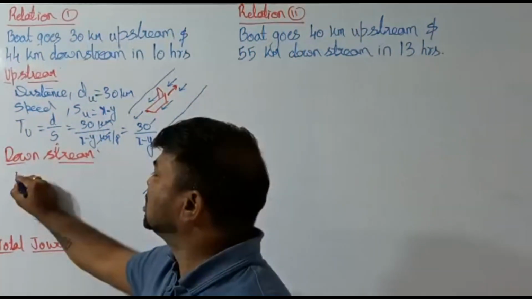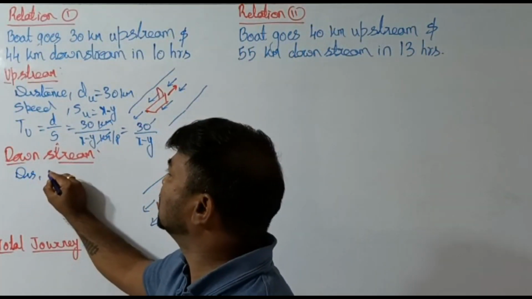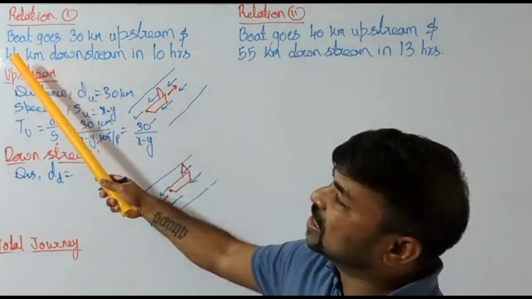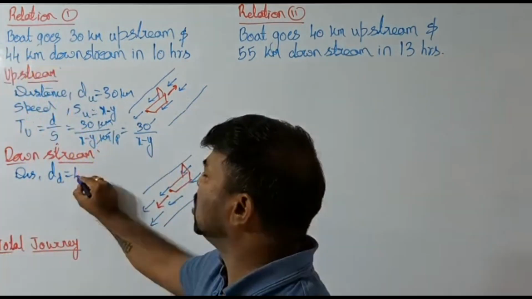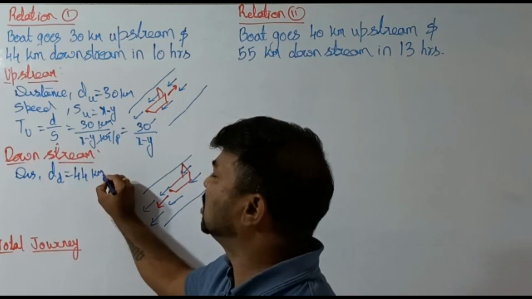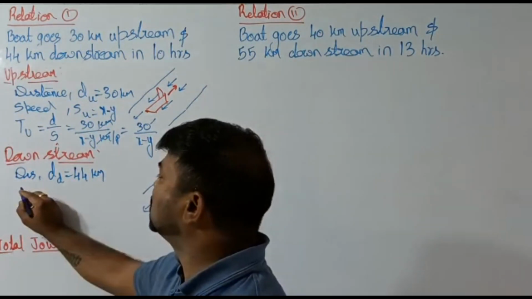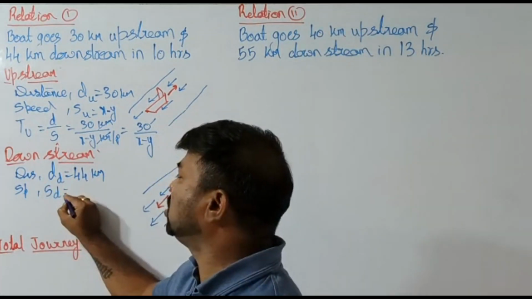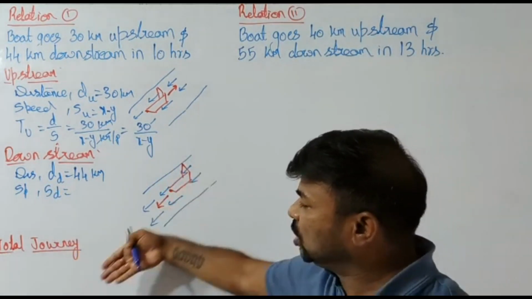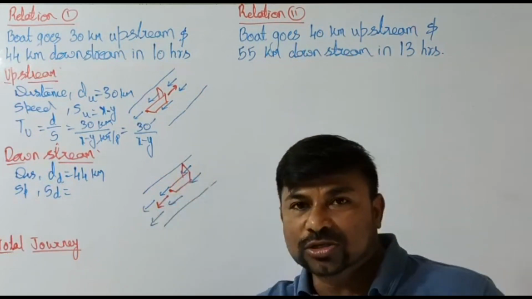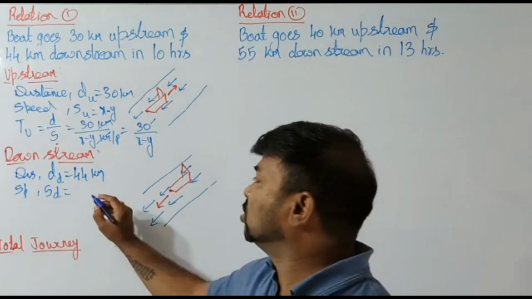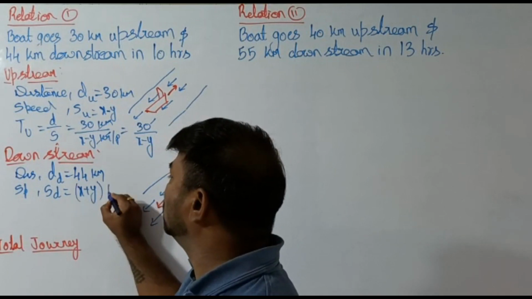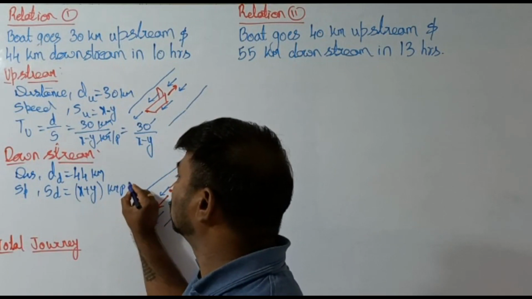So, what is the distance he has given for downstream? 44 kilometers. That's the distance, right? And we know the speed. The speed downstream means the boat is going in the same direction, and the water is also going in the same direction. Therefore, it is nothing but x plus y kilometers per hour.